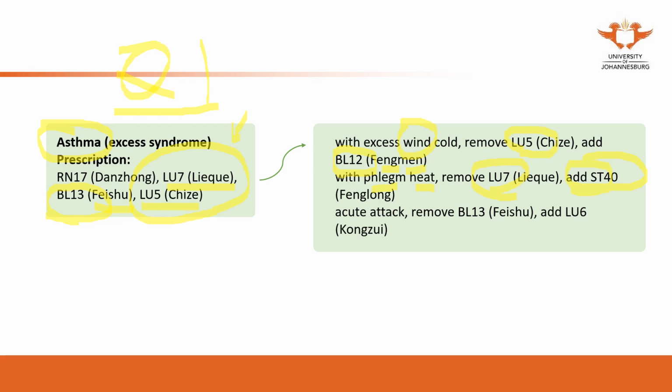For the acute attack, you can remove Bladder 13. Bladder 13 is the back-shu point. The back-shu points can strengthen the lung's function. That's for the root cause, the lung deficiency. Although this is an excess syndrome, the root cause is the deficiency of the lung. You can add Lung 6 in the acute stage. 孔最 is the cleft point of the lung.